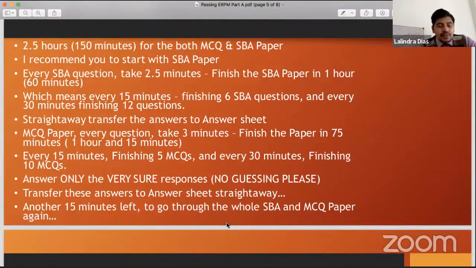So the MCQ paper, I told you, is 90 minutes. So 3 minutes for each question. So that means ample time, guys. 3 minutes is quite ample time for every question. So read carefully. And for MCQs, there's another technique.